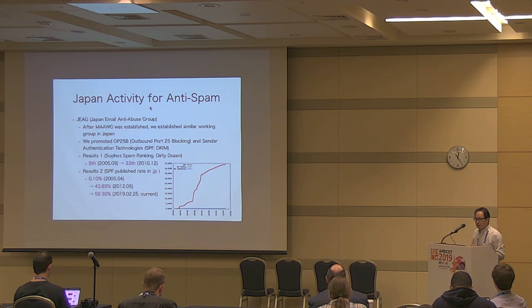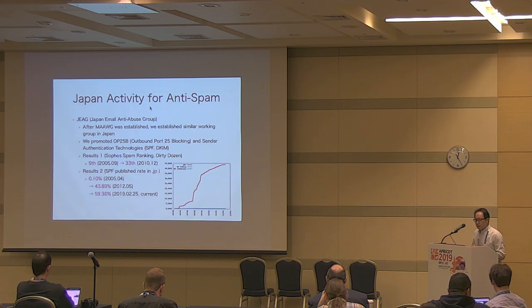The results are indicated by two numbers. One is the spam ranking published by security vendors, which publish a quarterly ranking of spam-sending countries. It's called the Dirty Dozen. At first, Japan was ranked ninth in 2005. After we introduced OP25 blocking, the ranking decreased to 33rd. So it's maybe a kind of successful achievement.